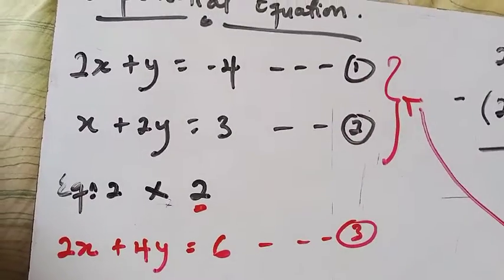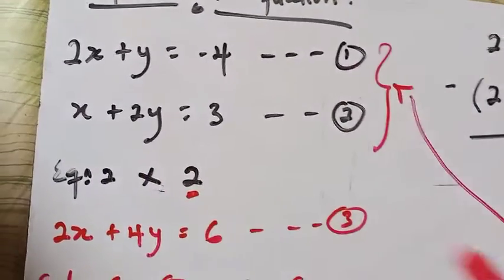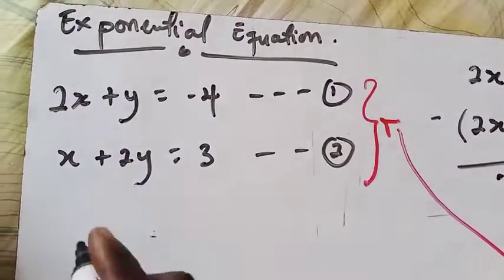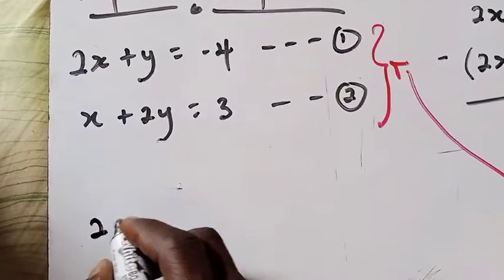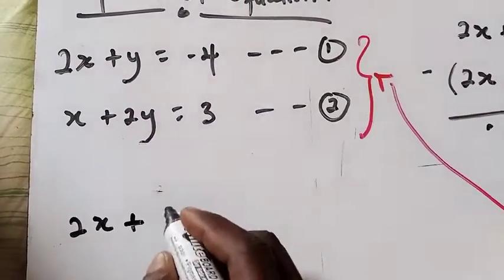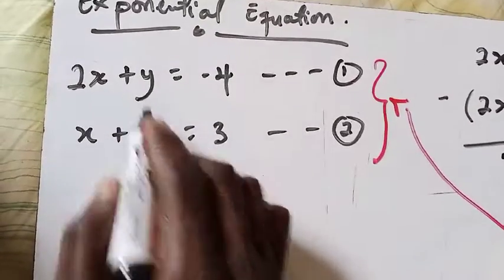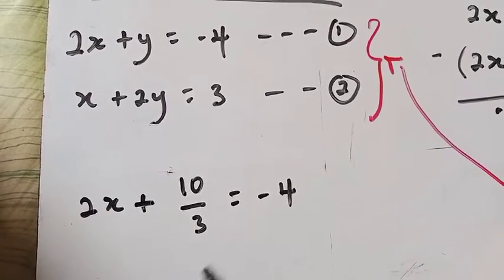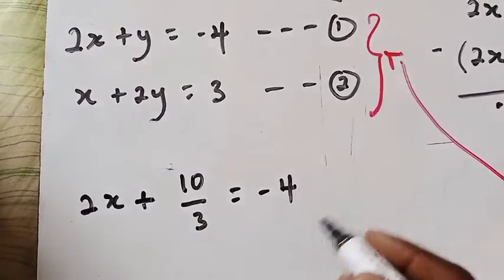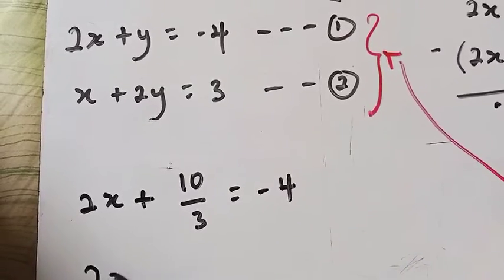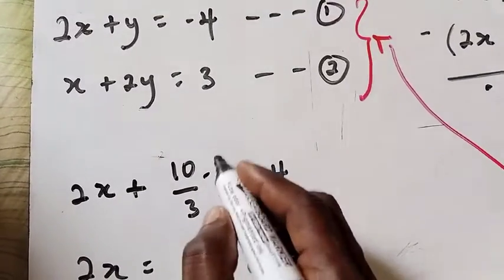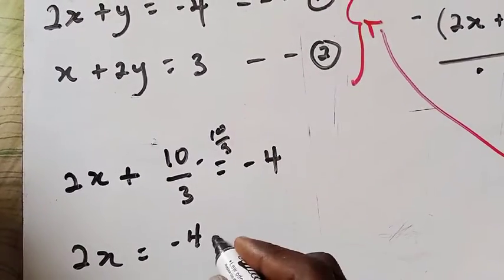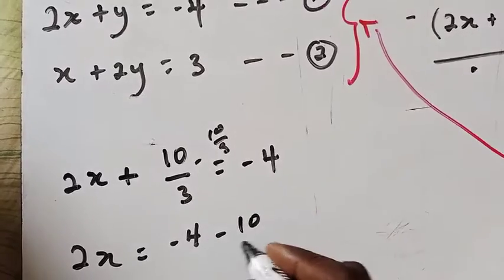So whatever you see y here, we are going to replace that by 10 on 3. So maybe I will go for the first equation. So here you have 2x plus y, where y is equal to 10 on 3, and this is equal to negative 4. So I guess you should pause the video and try and solve. So here what you are going to do is subtract 10 on 3 from both sides of the equation, right? So here you have your 2x equal to negative 4, and you also have minus 10 on 3, right?